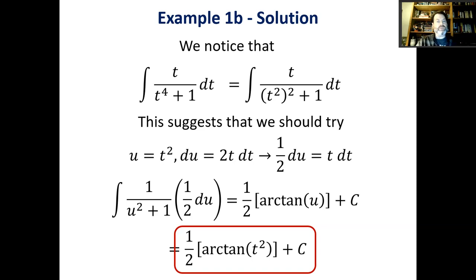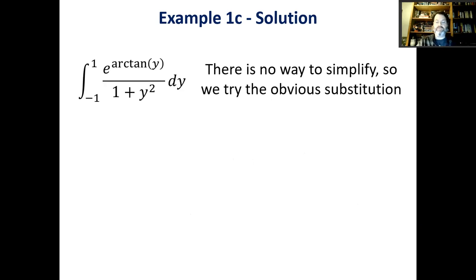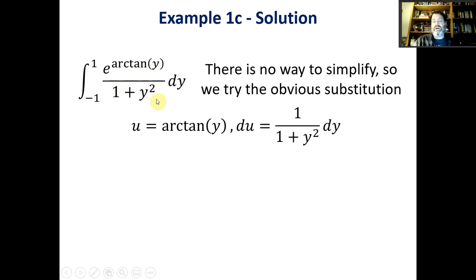All right, well, that one wasn't too bad. Good thing we didn't do partial fractions on it. All right, what about this? We can't simplify it because there's nothing to cancel. So we look for an obvious substitution. So the obvious substitution would be arctan of y. It's the only inside function. And you look for the derivative of arctan of y. Well, we have 1 over 1 plus y squared is the derivative.